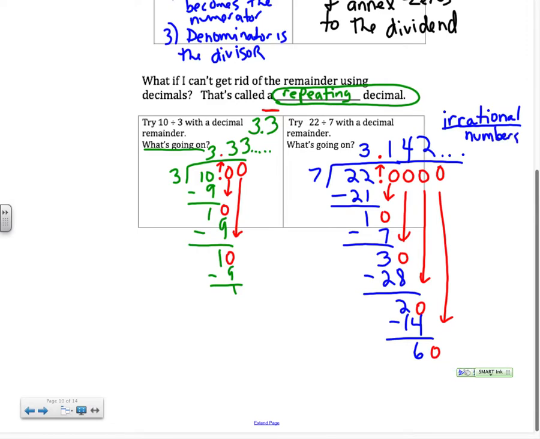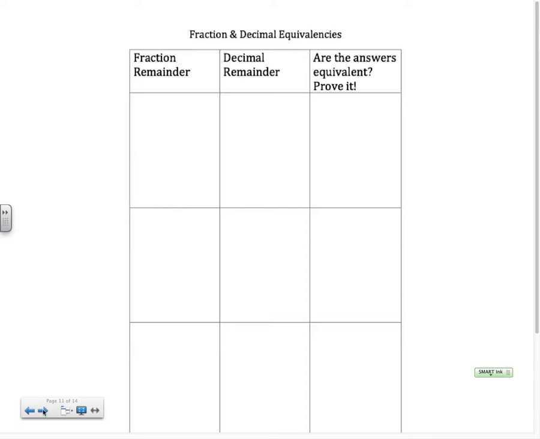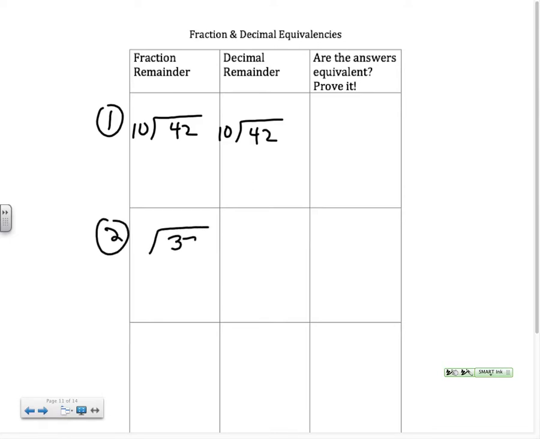So these few things might happen as you are working on the next few problems. So I'm going to give you some problems to practice, and you can bring them back to class tomorrow. So number 1, I want to see a fraction remainder, 42 divided by 10. I want to see a decimal remainder, and I want you to show me if they're equivalent or not. Prove it. How do you know the answers are the same? Number 2, 37 divided by 4. Number 3, 15 divided by 4.